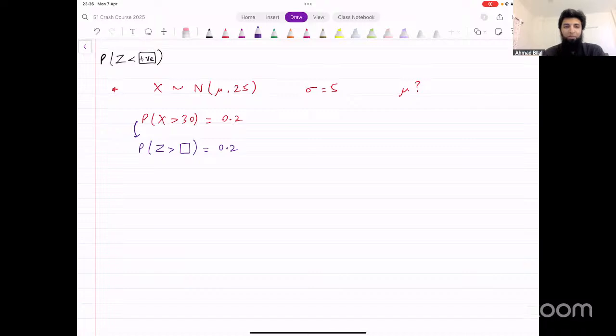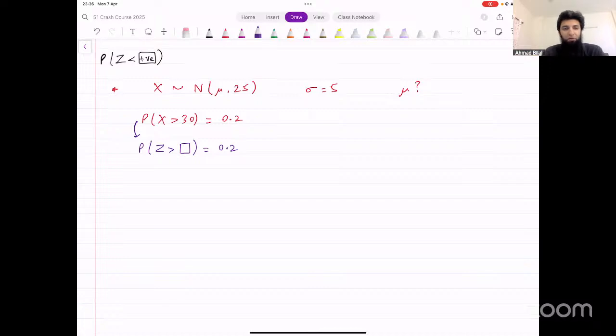Okay. And now we've got to find this number. Now, is this the standard form? Z greater than some number? It's not the standard form. We cannot use the table yet. We cannot go to the table and find the probability 0.2. That would not work. You won't be able to find probability 0.2. It's not even there in the table. The probabilities there start from 0.5.